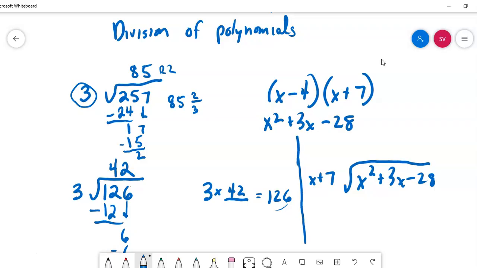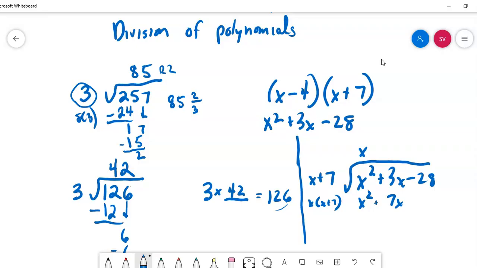All right, so we're going to use the first number of each here. So we're just going to look at the x. So x times what will give me x squared? And that will be x, because x times x is x squared. So now what we have to do is, just like we did here, we had to multiply 8 times 3, right? This number times 3 to get 24. Then we had to subtract it. Well, we're going to do the exact same thing. You're going to take x times x plus 7. We're going to get x squared plus 7x.